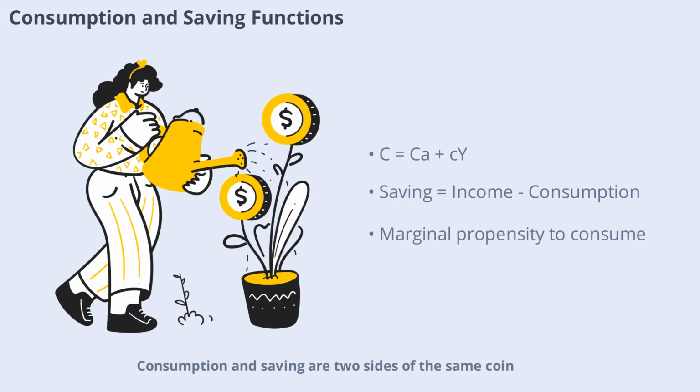Consumption and saving are two sides of the same coin. The consumption function shows how much households spend at different income levels, typically written as C equals Ca plus cY, where Ca is autonomous consumption and c is the marginal propensity to consume. The saving function is derived from income minus consumption. As income rises, both consumption and saving increase, but the proportion spent versus saved depends on household preferences. These functions are fundamental for predicting how changes in income affect overall demand.